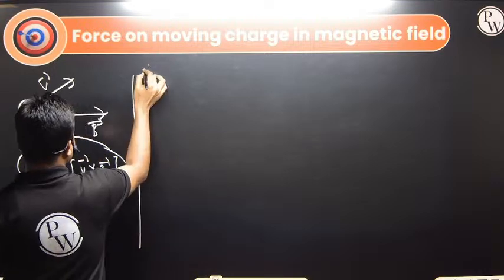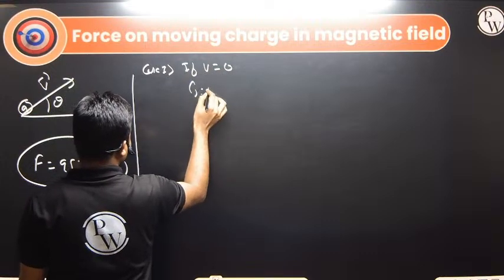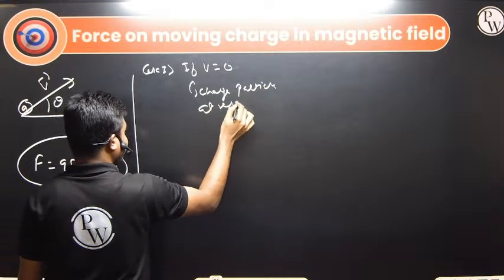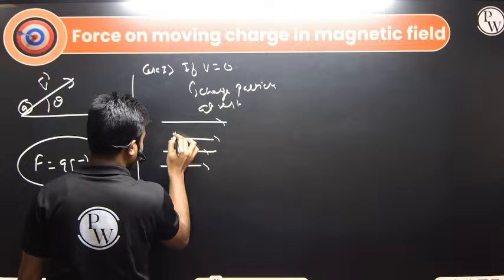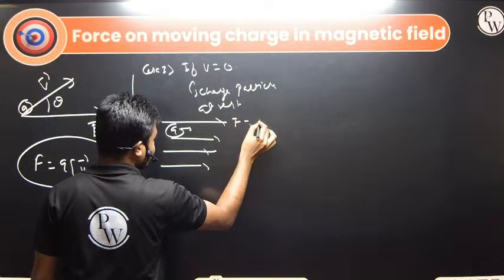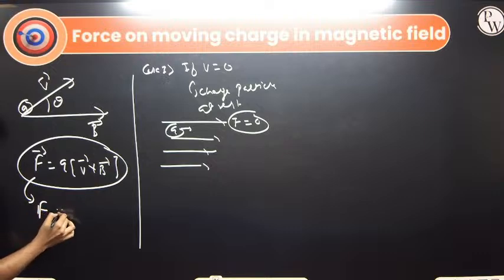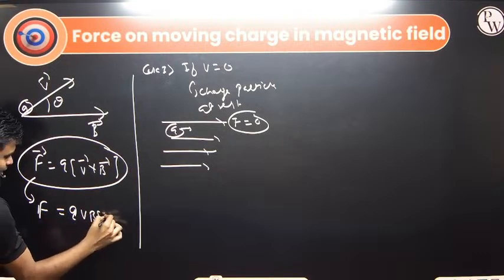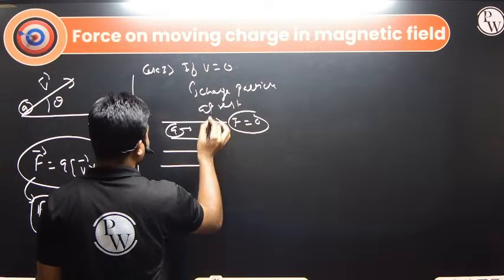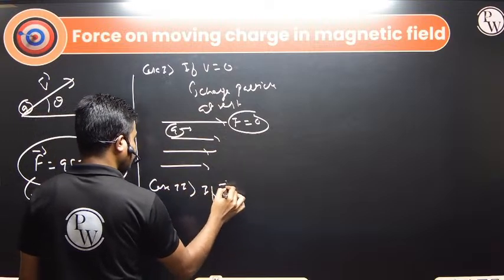Case one: if velocity is 0, the charged particle is at rest, not moving at all. Whatever the magnetic field, the magnetic force will be 0 because velocity is 0. This is in vector form; in scalar form the force is given by qvB sin theta, and this force is 0 when the charged particle is at rest.